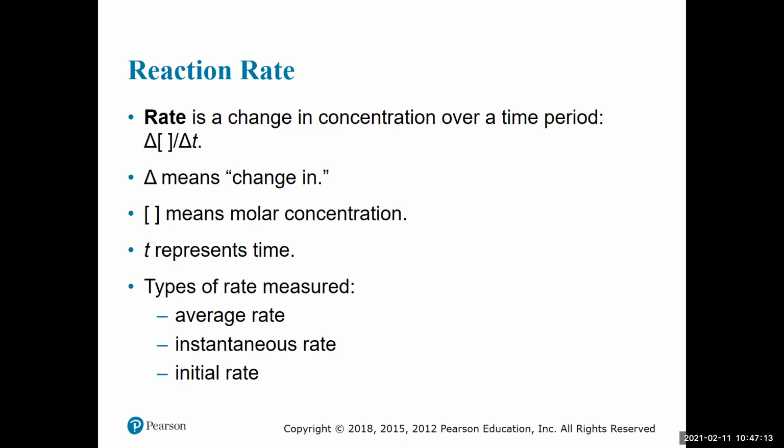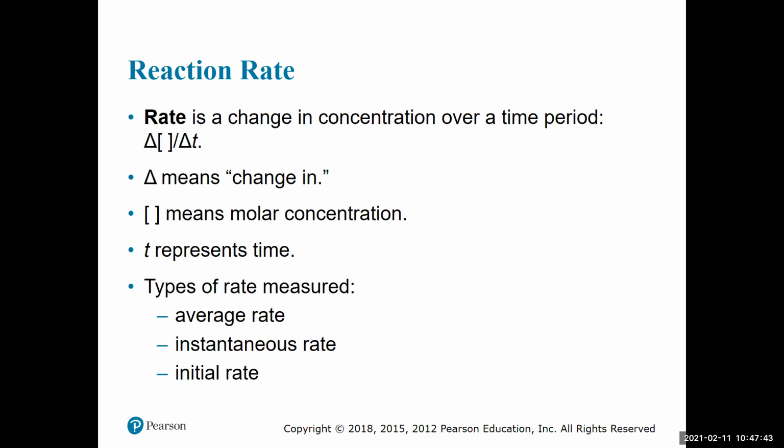So that would be the rate if we did measurements over the course of the whole reaction. Maybe the reaction took 30 minutes and we took a measurement every 5 minutes. We would take those numbers and average them, and that would tell us the average rate over the course of the whole reaction time. The instantaneous rate is the rate at each of those points that we measured. Okay, and we'll talk in a moment about how we do that.